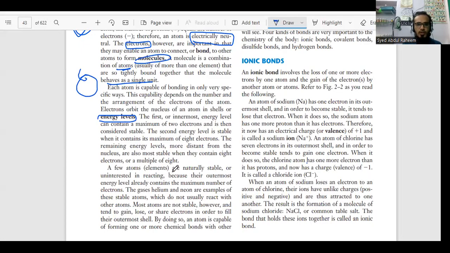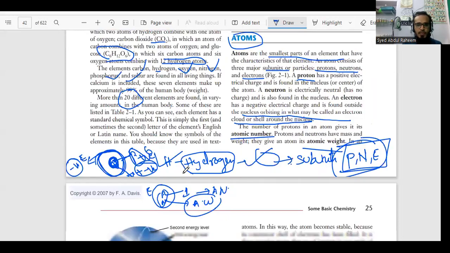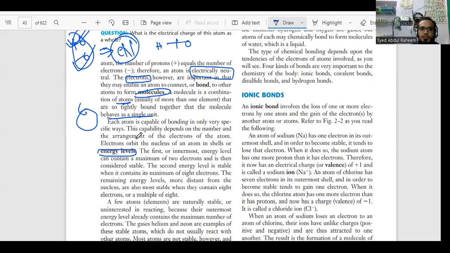So we are talking about atoms. We talked here that if the electrons turning around the axis of the element are two, then it's considered a stable element. Okay, stable element.